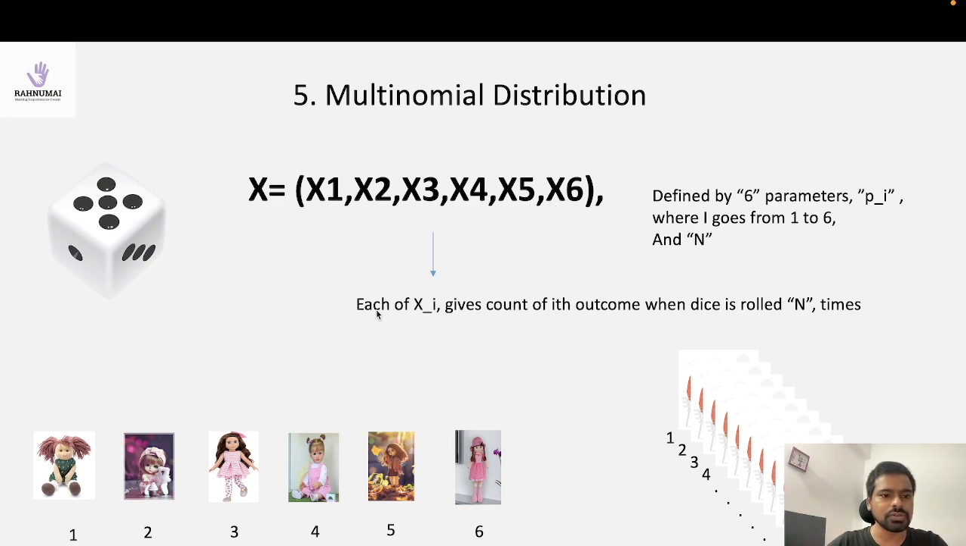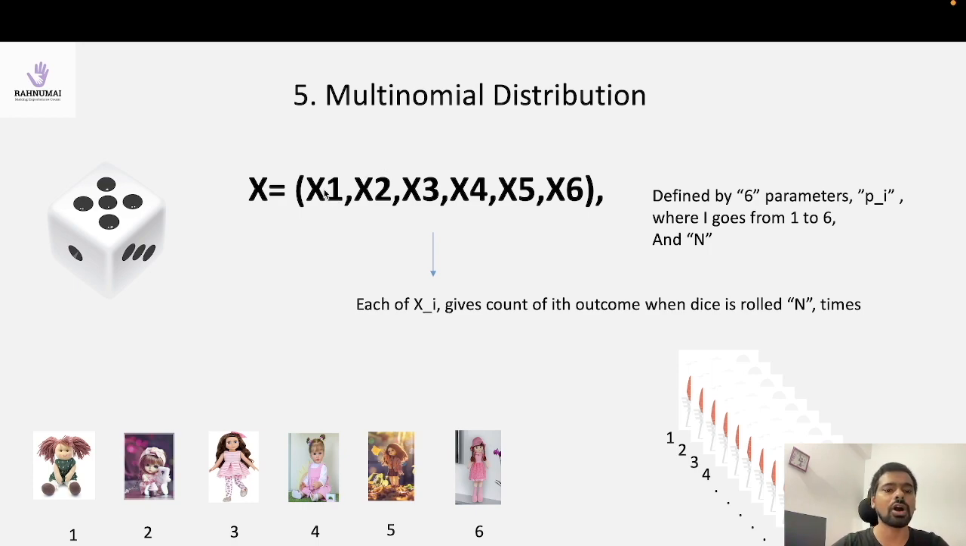Now suppose this dice is tossed n times. These variables will keep a note of the count. For example, when this die is tossed n times, I want to know how many times the outcome 1 appears, how many times the outcome 2 appears, and so on. So you can see this is not a single variable, this is a collection of 6 variables. Multinomial distribution is a collection of 6 random variables.